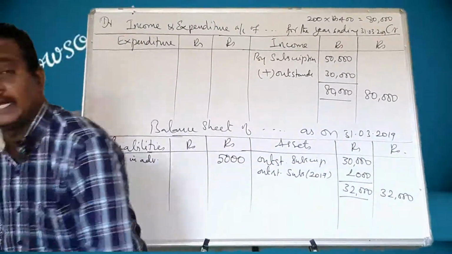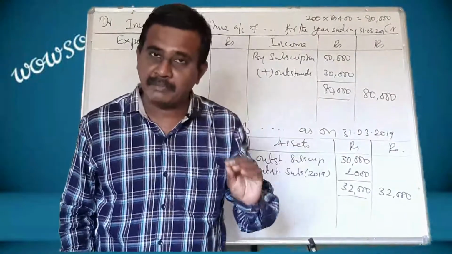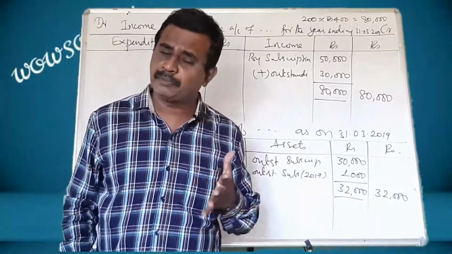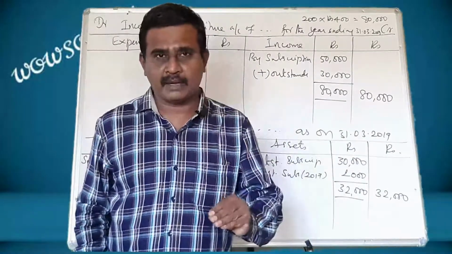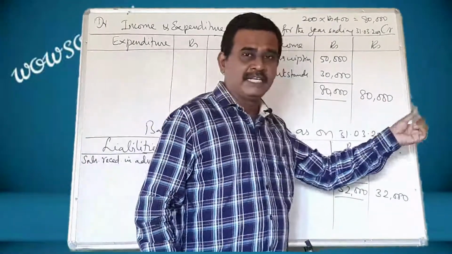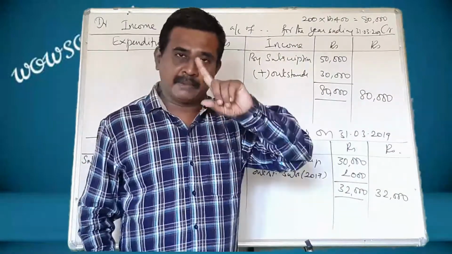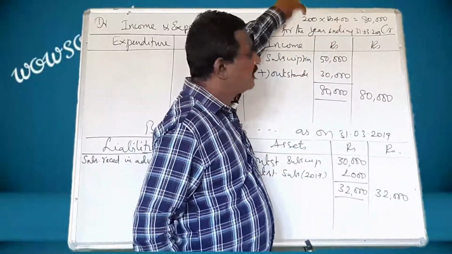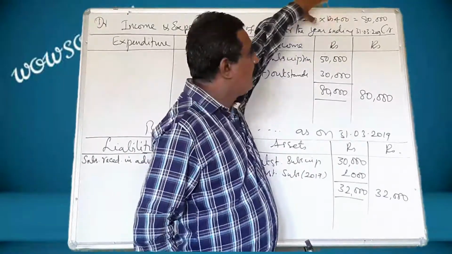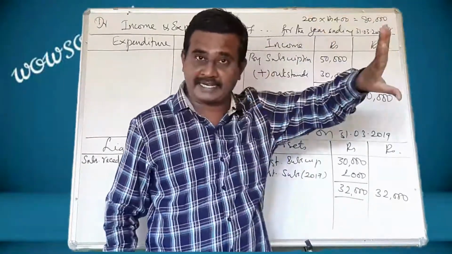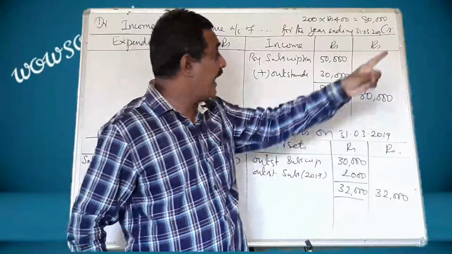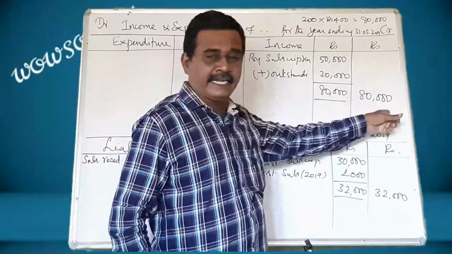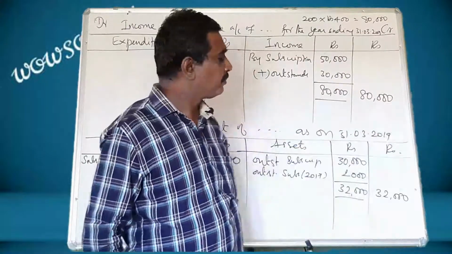Remember, again, let me tell you, if the number of members is given and the amount of subscription to be collected is given, it will be very, very easy. You can guess the amount which should be shown in the outer column. Take the number of members and multiply it with the annual subscription. 200 members, annual subscription is 400. On the whole, 80,000 should be collected. So you have to assume that 80,000 will be shown in the outer column of that income subscription.